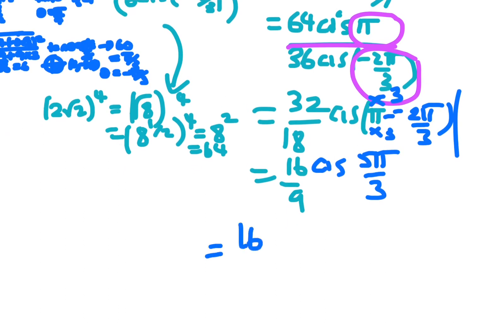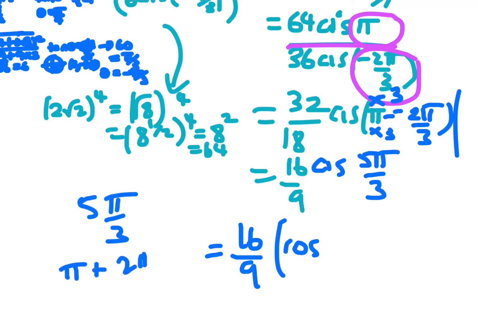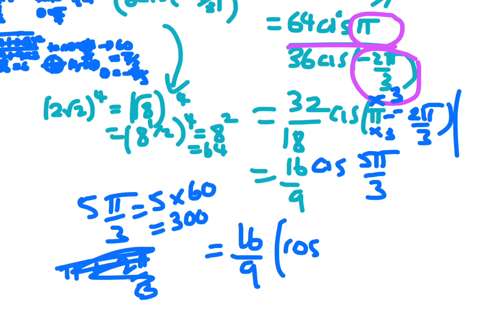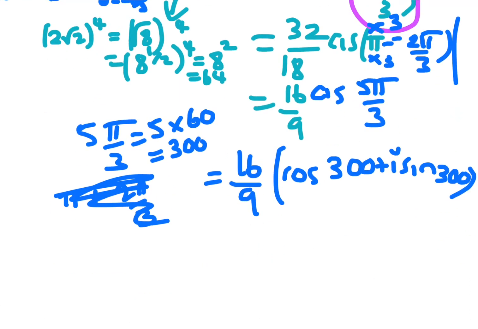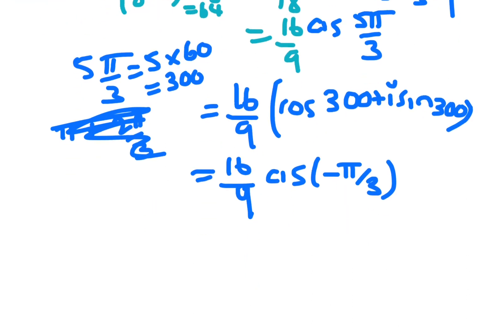So that means we have 16 on 9 cos 5 pi on 3. So 5 pi on 3 is the same as pi plus 2 pi on 3. You could look at it that way. We'll just go 5 60s, which is 300. That's the easiest way. So cos 300 plus i sine 300. I mean, you could leave it in mod arg form. 300 would be minus 60. In mod arg form, it would be minus pi on 3 because it's minus 60.